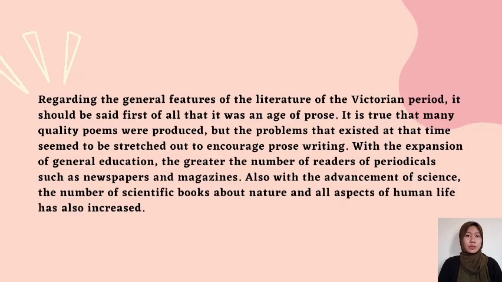Regarding the general features of the literature of the Victorian period, it should be said first of all that it was an age of prose. It is true that many quality poems were produced, but the problems that existed at the time seemed to encourage prose writing. With the expansion of general education, the number of readers grew, as did periodicals such as newspapers and magazines. Also, with the advancement of science, the number of scientific books about nature and all aspects of human life also increased.